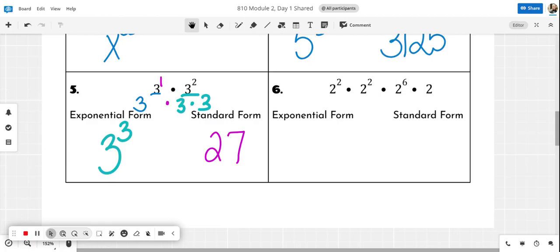All right, number 6. I have all 2s as my bases, so I know my base will also be 2. But notice we have a number here without an exponent, so I'm going to add in that 1 so I don't forget. Now we're going to take a minute and add all of our exponents. So 2 plus 2 plus 6 plus 1. So take a minute to add those numbers, 2 plus 2 plus 6 plus 1. Hopefully you got 11. We can put that in our calculator and get 2,048.